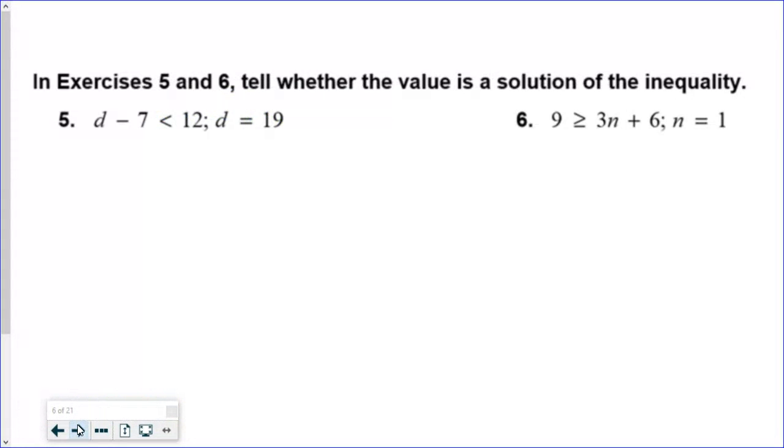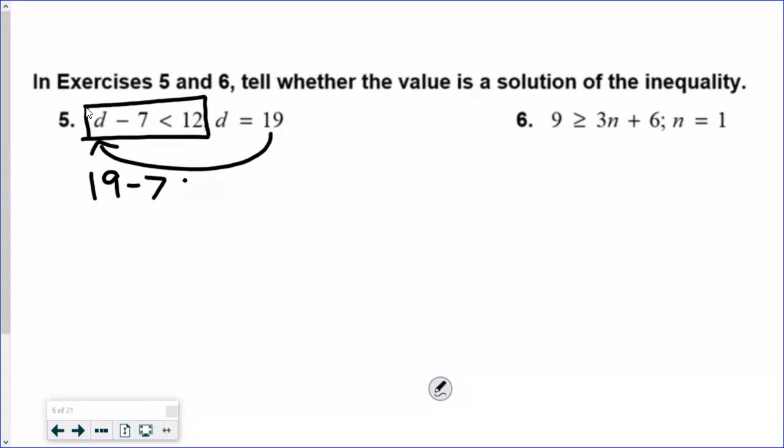Okay, now tell whether the value is a solution. So we have an inequality here, and we have what I want to substitute in for D, and then I have to think, does it make sense? So I'm going to plug in 19 for D, and then I'm going to do the math. 19 minus 7 is 12. Is 12 less than 12? Actually, no. If it was less than or equal to, if it had that little line, then it would be yes. But 12 is not less than 12.